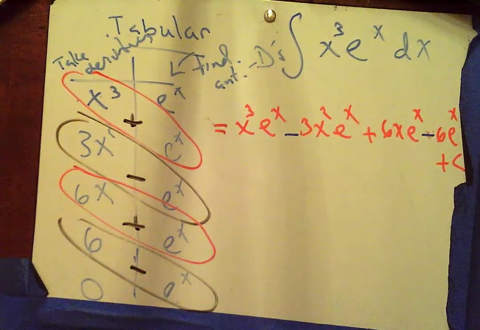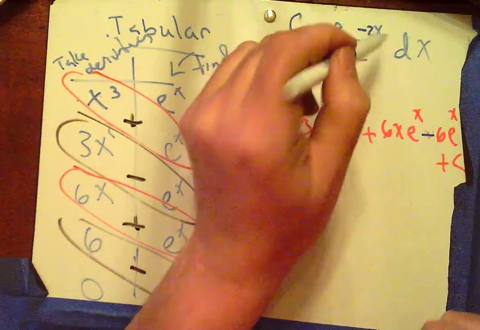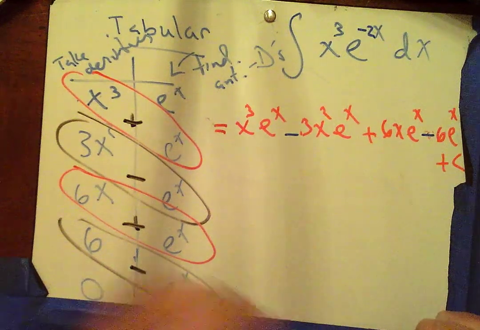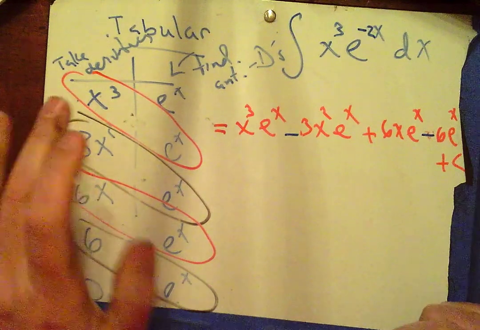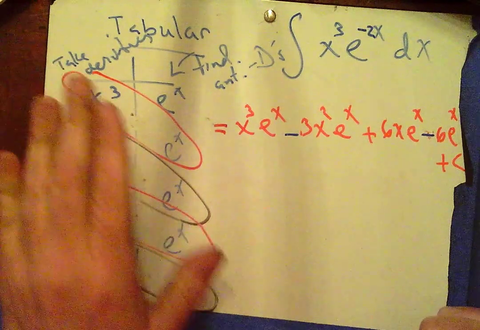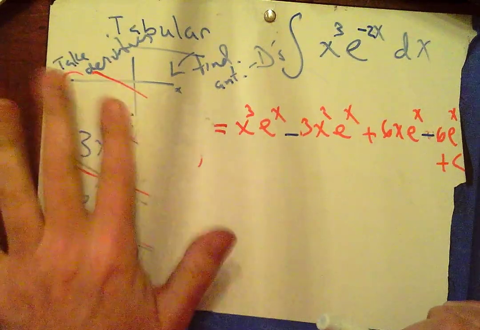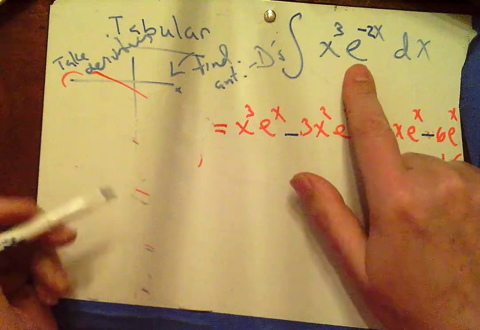Now, this is a fairly easy, straightforward problem. If we had had something like minus 2x, be careful with that, whether you're doing it by parts 3 times or doing it with tabular here. Okay, so let's take another tabular look at this problem.